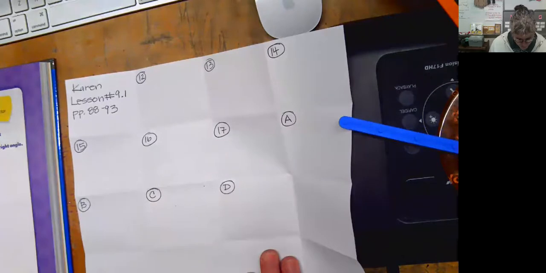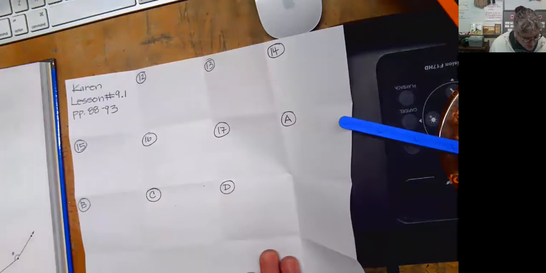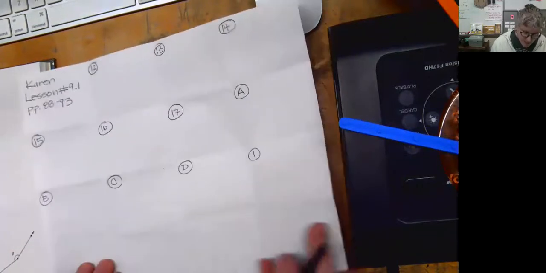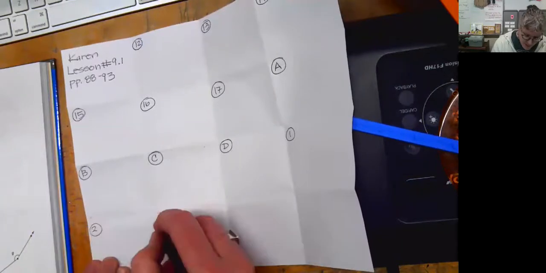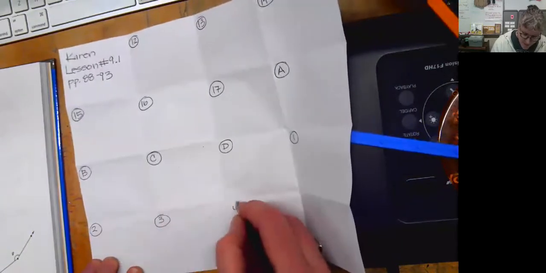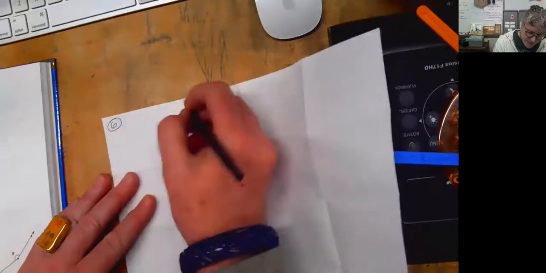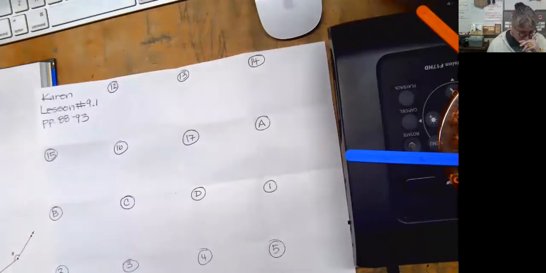And then after we're done doing that, we're gonna go to the Let's Practice page, and we're gonna do 1 through 7. So we'll do 1, 2, 3, 4, 5, 6, and 7. Okay, so I know that's kind of a lot of problems, but they'll go pretty quickly because we're going to be measuring angles and it won't take too long.